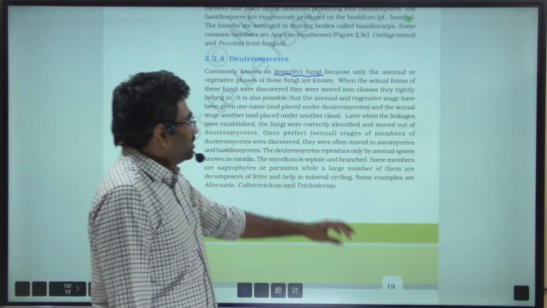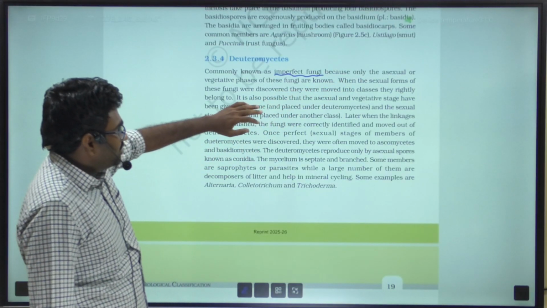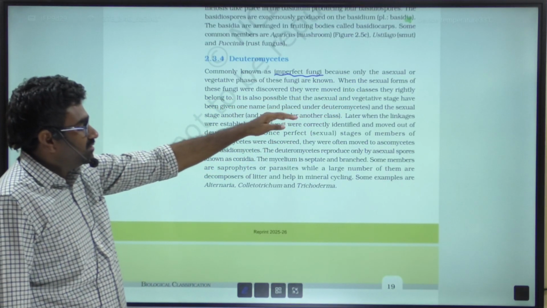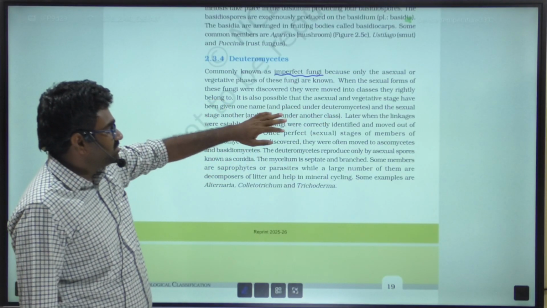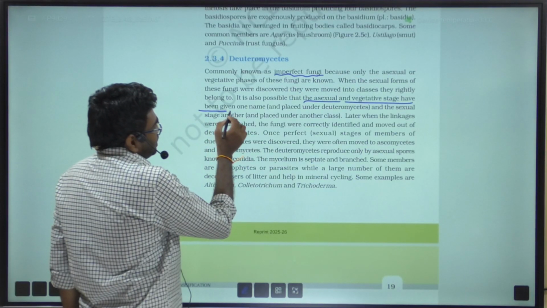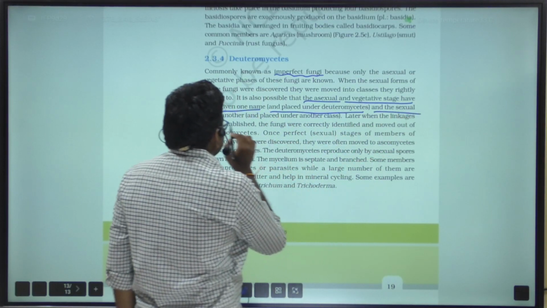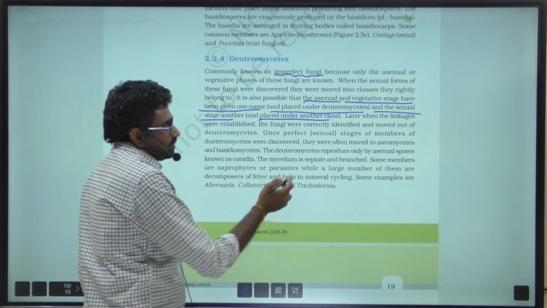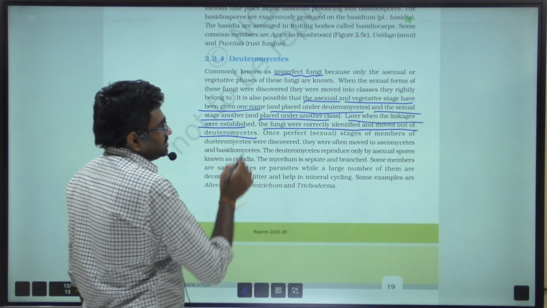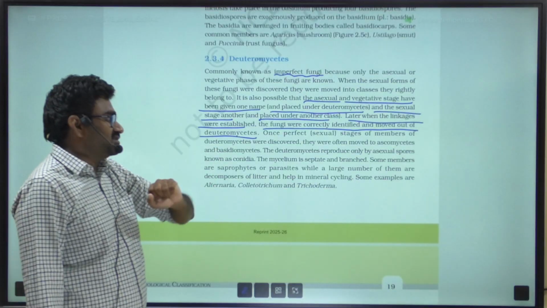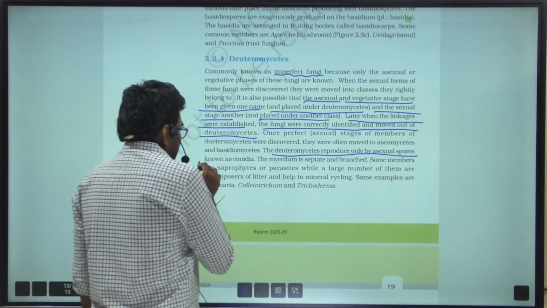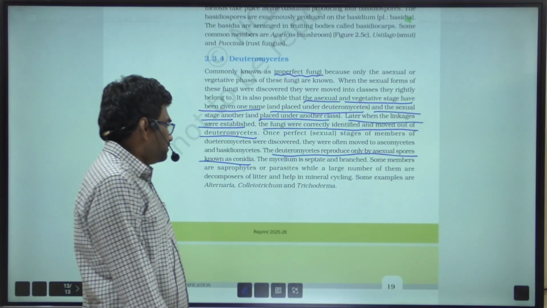They are called imperfect fungi because only the asexual or vegetative phases of these fungi are known. When the sexual forms were discovered, they were moved into the classes they rightly belong to. It is also possible that the asexual and vegetative stage was given one name and placed under Deuteromycetes, and the sexual stage another name under another class. Later, when the linkages were established, the fungi were correctly identified and moved out of Deuteromycetes. That is why they are called imperfect fungi. Deuteromycetes reproduce only by asexual spores known as conidia.